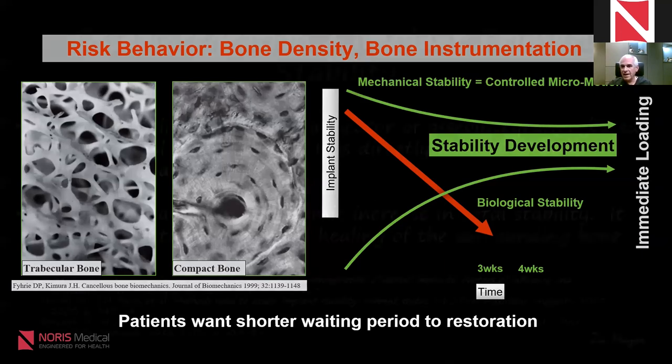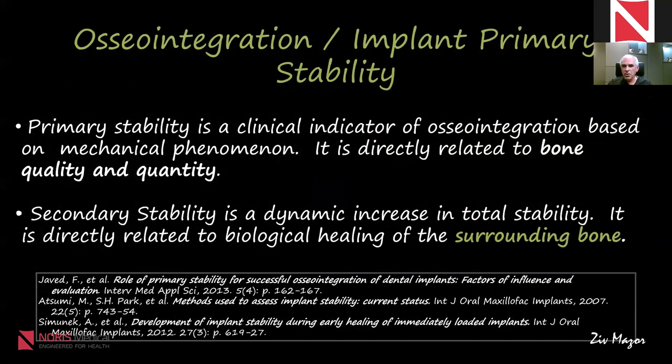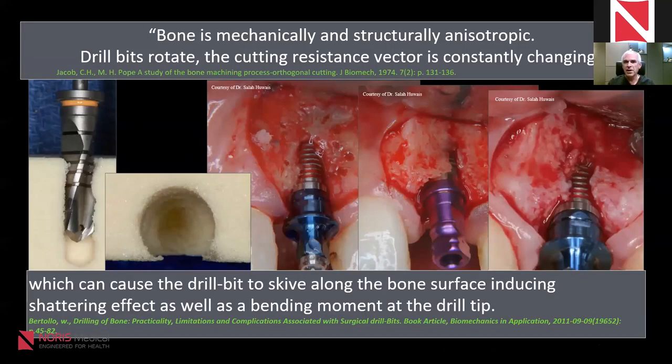Is there another way to do it? Well, we know that we can maintain primary stability by other means of preparation, and also maintain lower micromotion tolerance. How do we do it? We will do it with osseodensification. But let's take this example here.